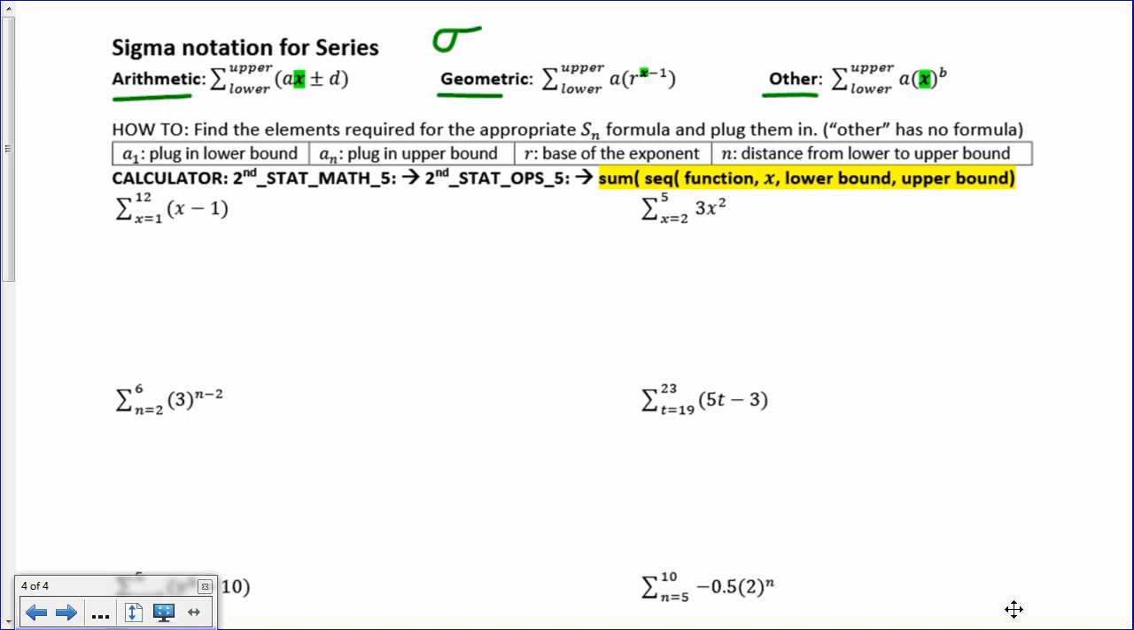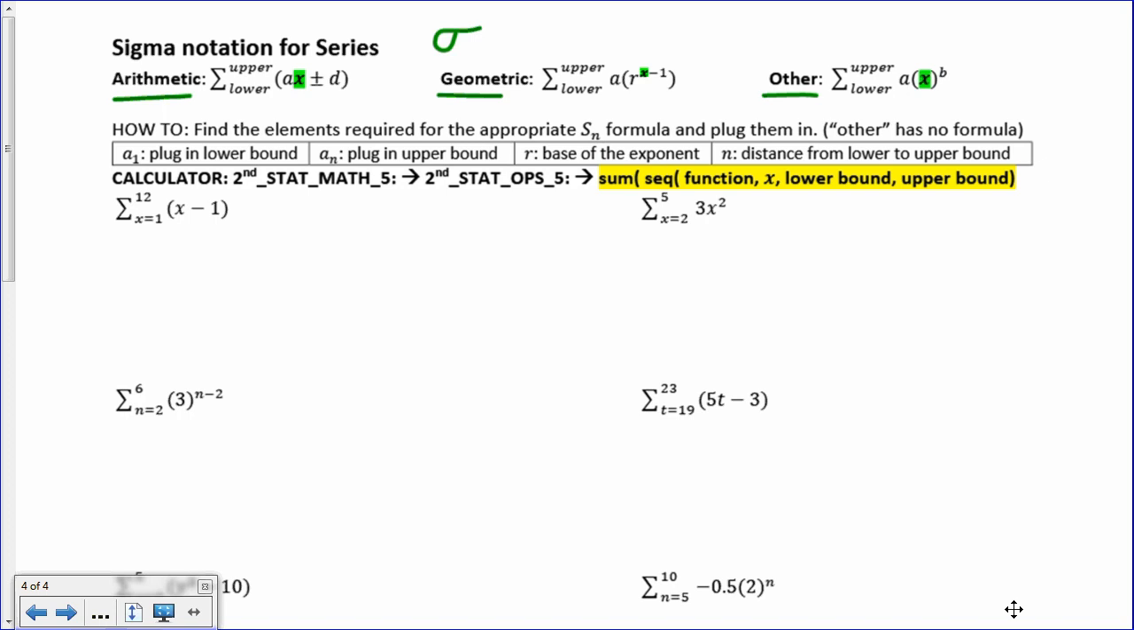If you see something where you have it raised to a power, like r to the n minus 1, that's geometric. If you have anything else, it's called an other. It doesn't have a specific name. They're just presented different ways. It doesn't matter which way it's presented. We're going to be using our calculator the same way each time, so you do need to know how to use your calculator.